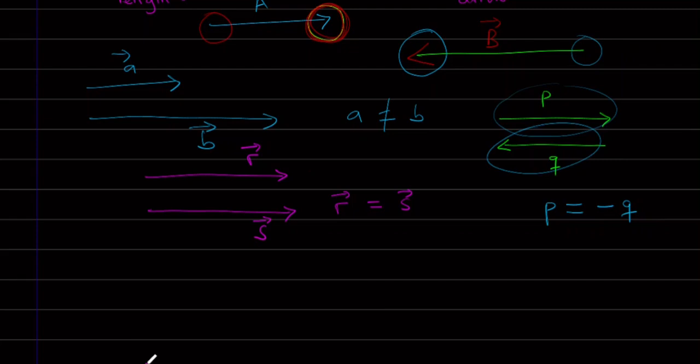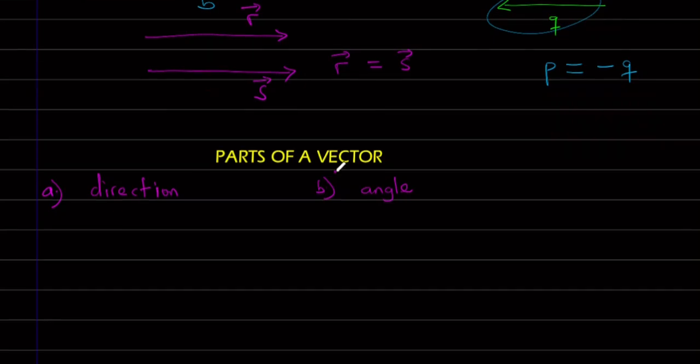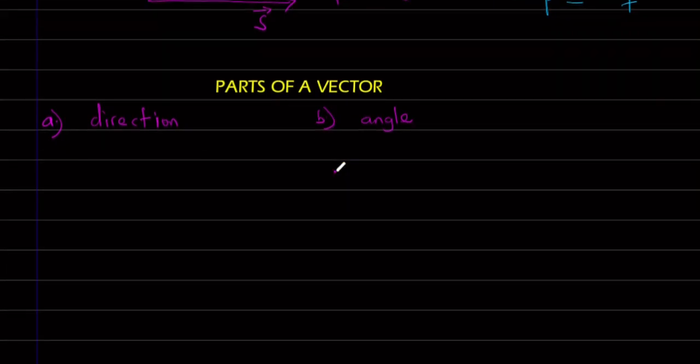Now, let's move to the parts of a vector. A vector or any vector quantity will always have two parts. That is direction and angle. Let's start with the direction of any vector A.